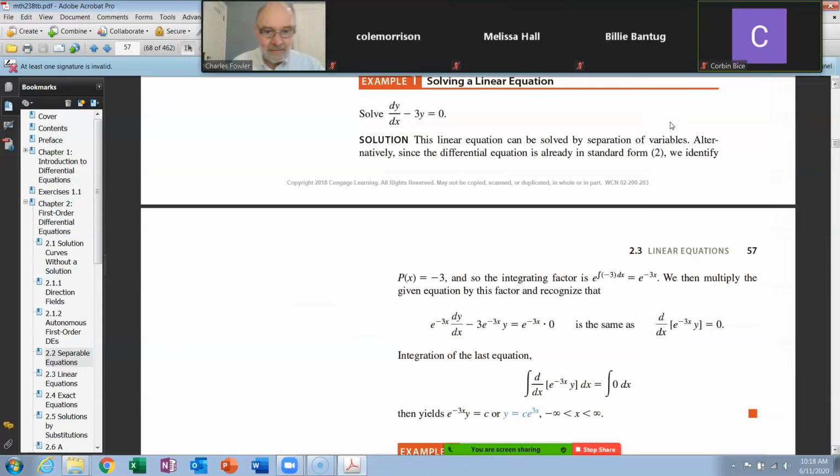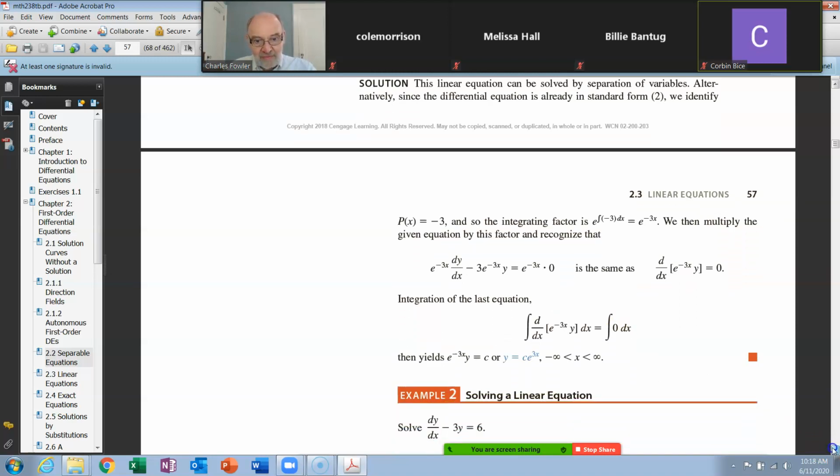Okay. Now, there's our answer. Y is equal to c e to the 3x. And there's them going through the things in the book. They may have skipped a few steps, but it was not too bad. Okay. Let's go to the next one.